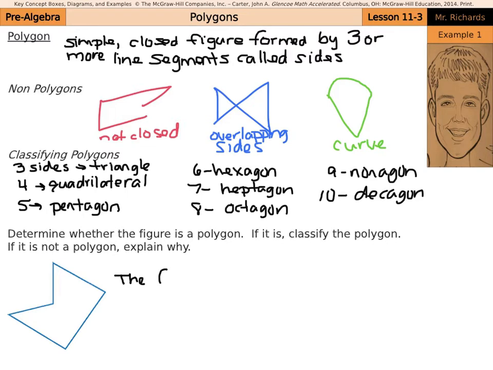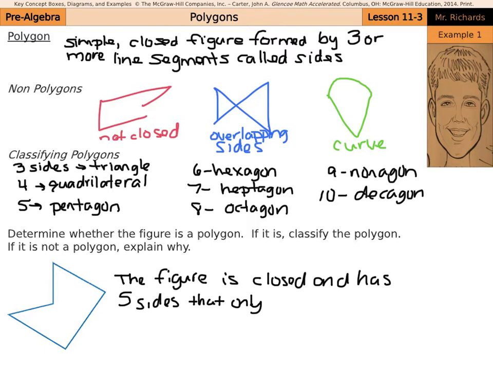So the figure is closed and has 5 sides that only intersect at their endpoints. Now, how many sides were there? Well, we said 5. And to classify this, it is a pentagon.